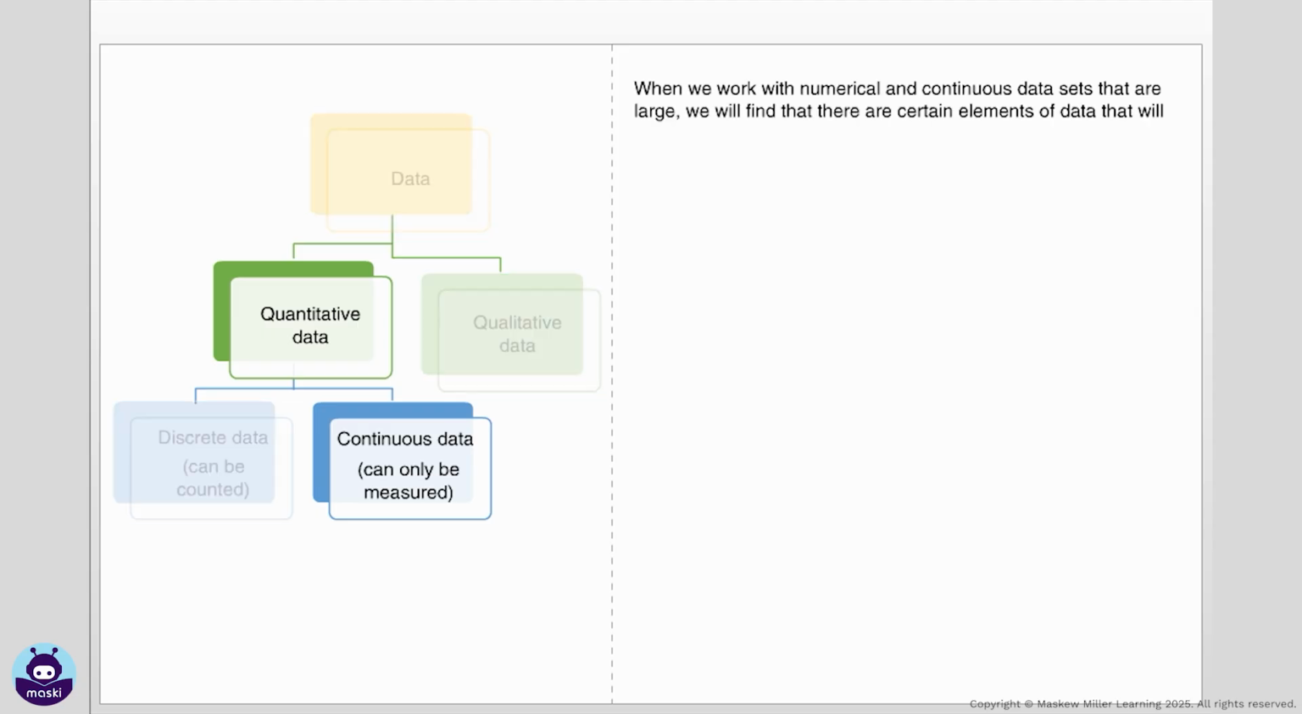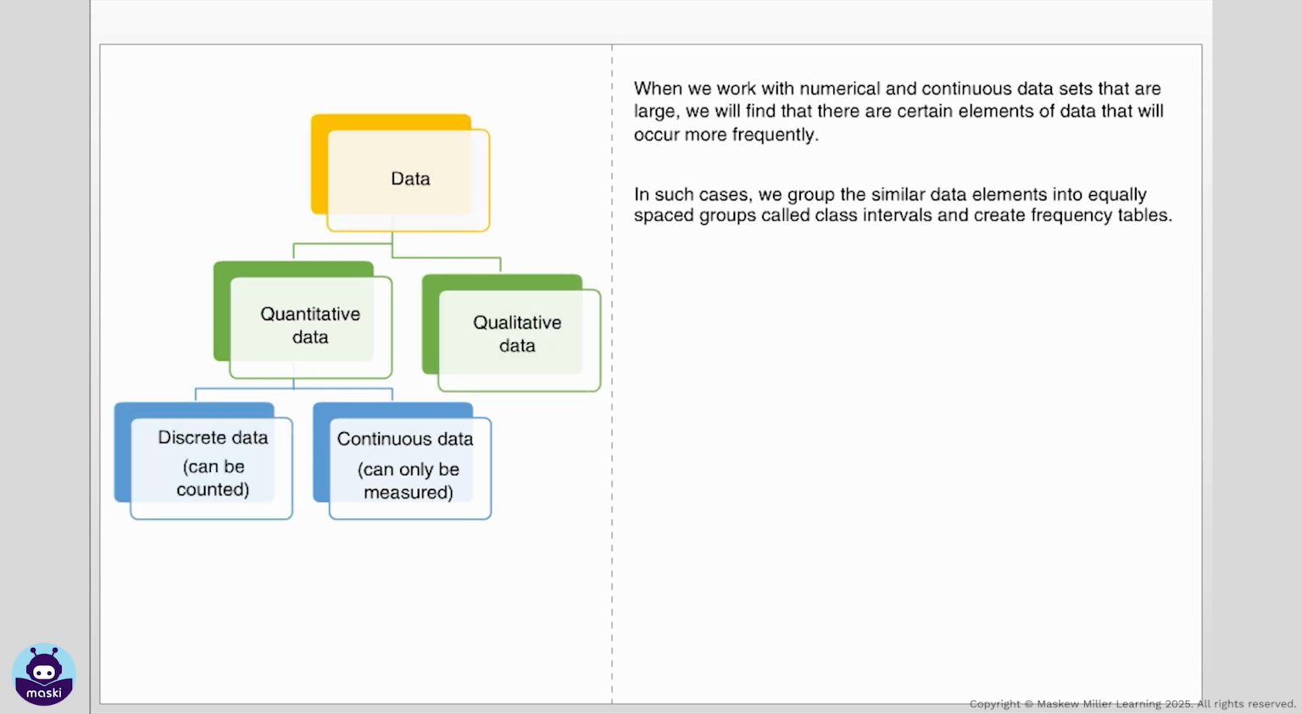When we work with numerical and continuous data sets that are large, we will find that there are certain elements of data that will occur more frequently. In such cases, we group the similar data elements into equally spaced groups called intervals and create frequency tables. The measures of central tendency can also be determined for grouped data. Let us explore these concepts in greater detail using an example.